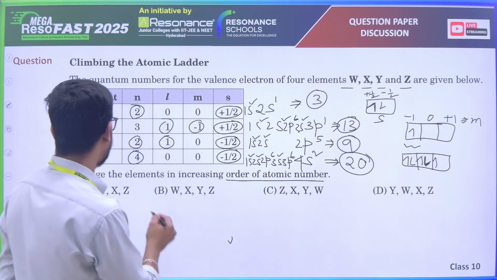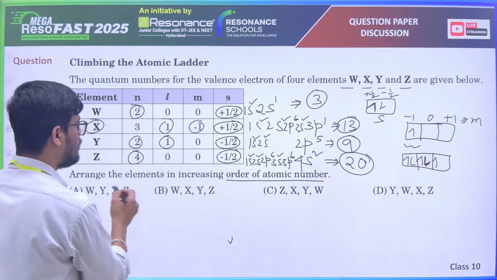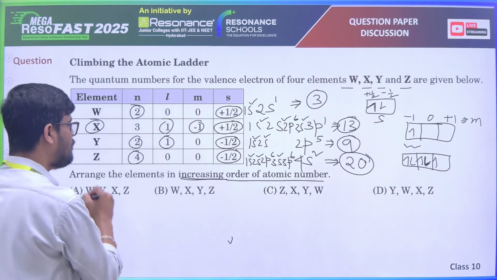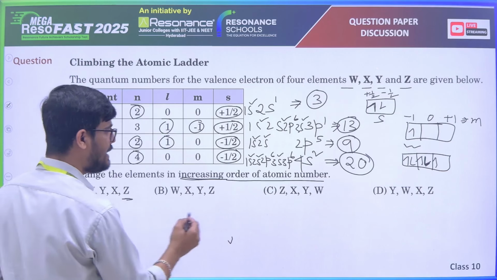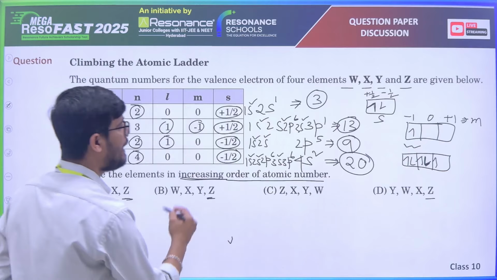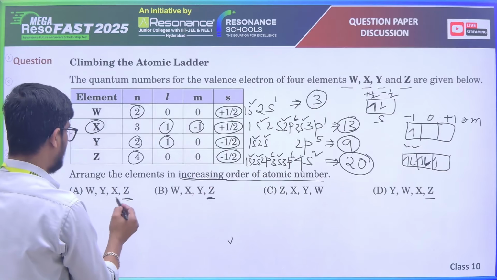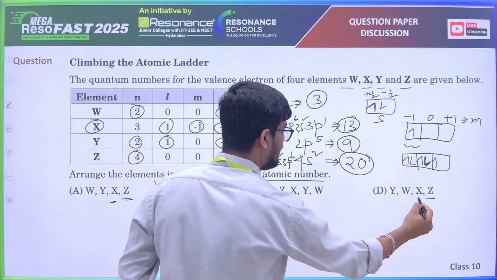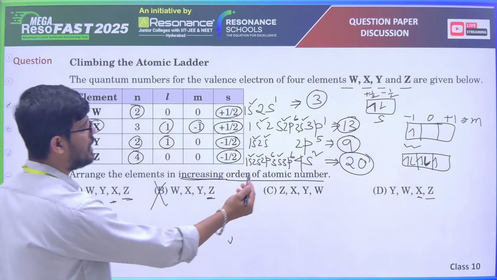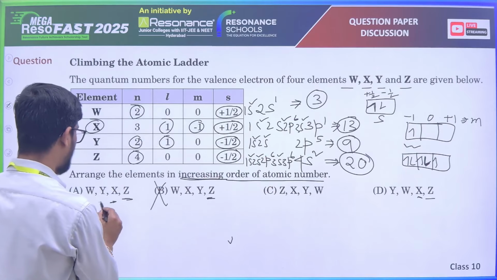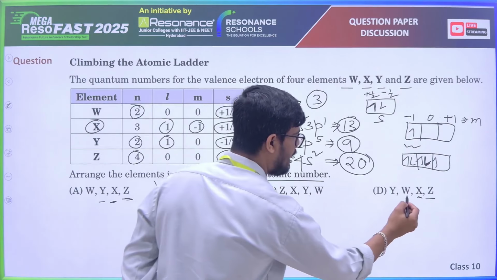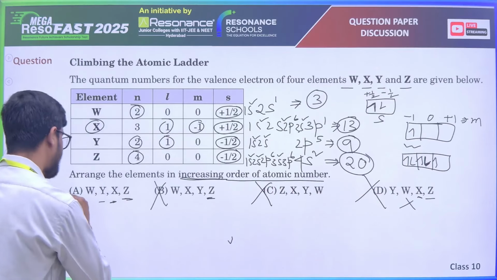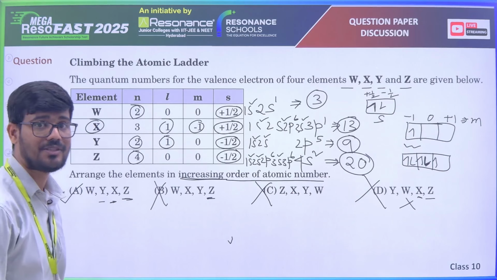So now if we arrange, we have to follow increasing order. So Z will be at the end: here Z, here Z, okay. Next will be X. So here X we have, here we don't have, so this is not the option. Here X, here also we have X, okay. Third one will be our Y. So here Y, yes, Y we have, here Y we don't have. So that means this is not the option, this is not the option. Option A is the correct answer for this question.